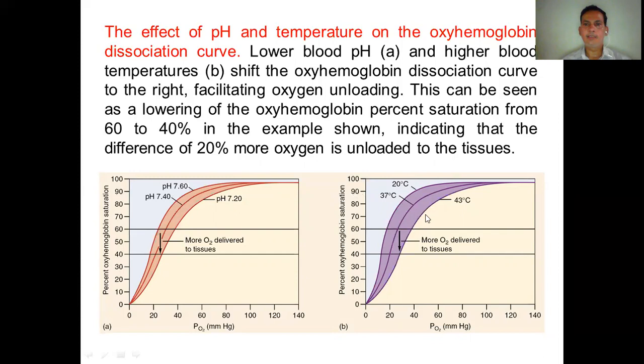And if we increase the temperature, with an increase from 37 to 43, there is more unloading of oxygen. In case of a decrease in temperature from 37 to 20, there is less. So in a way, a decrease in pH and an increase in temperature lead to more oxygen delivered to the tissues, and this is about 20% more.